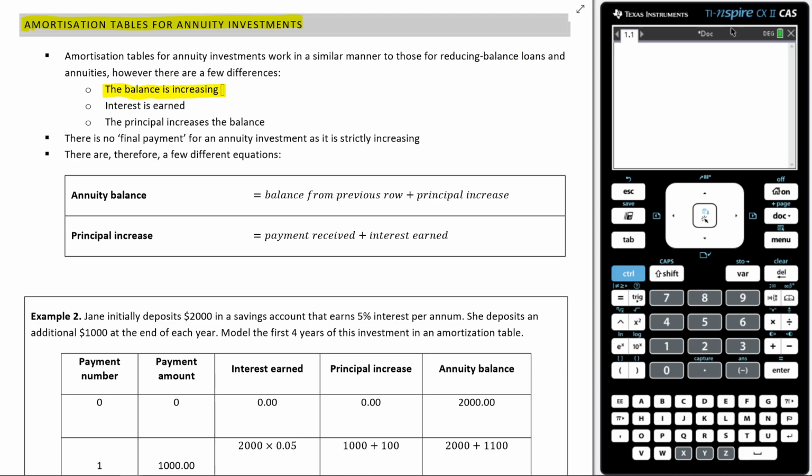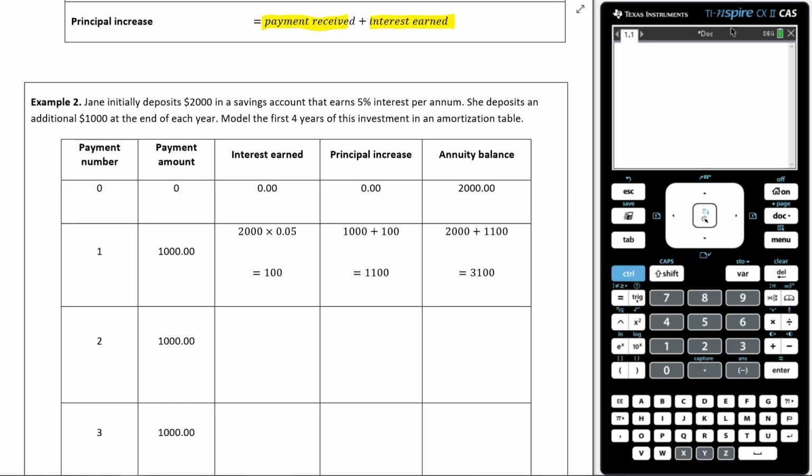The balance is increasing, the interest is earned, and the principal increases the balance. There is no final payment for an annuity investment as it is strictly increasing. There are therefore a few different equations. The annuity balance is equal to the balance from the previous row plus the principal increase, and the principal increase will be the payment received plus the interest earned. That will make more sense once we jump into this example here.